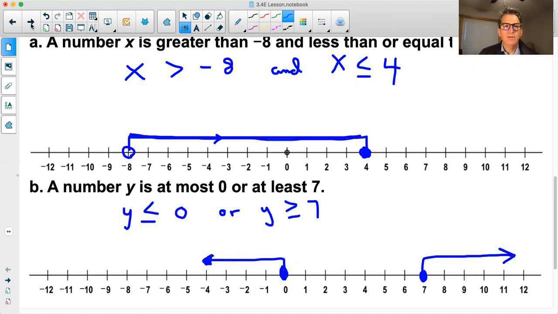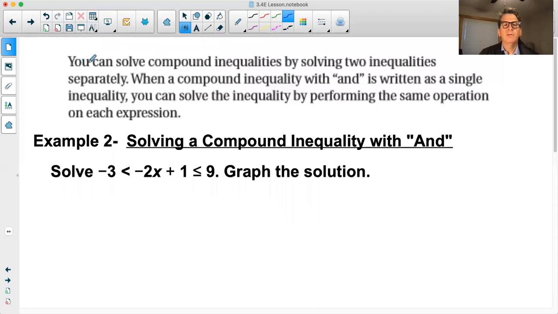So before I do example 2, I just want to note this. You can solve your compound inequalities by solving 2 inequalities separately. When a compound inequality with and is written as a single inequality, you can solve the inequality by performing the same operation on each expression. Okay. So this second example is solving a compound inequality with and. You've got -3 is less than -2x plus 1, less than or equal to 9. And then we're supposed to graph the solution.